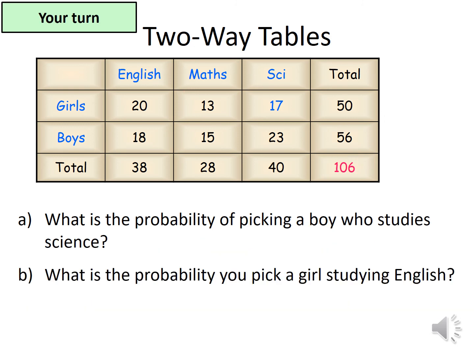Okay, what I'd like you to do is pause the video and calculate the probability of picking a boy who studies science, and also calculate the probability of picking a girl who studies English. Once you have finished, resume the video and I'll give you the answers.